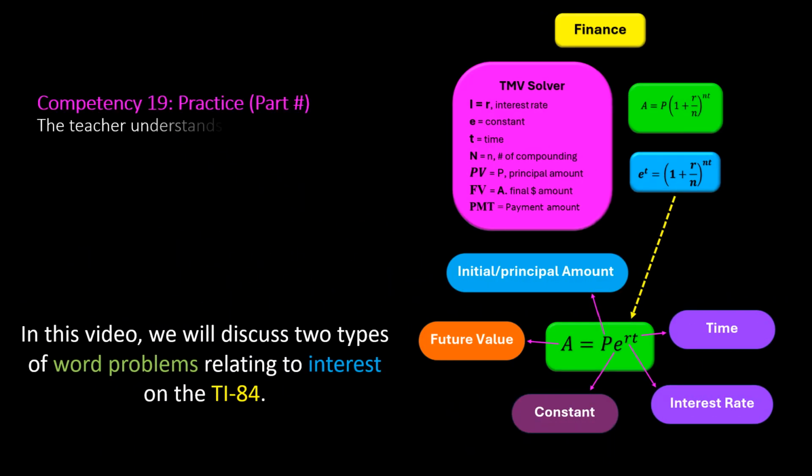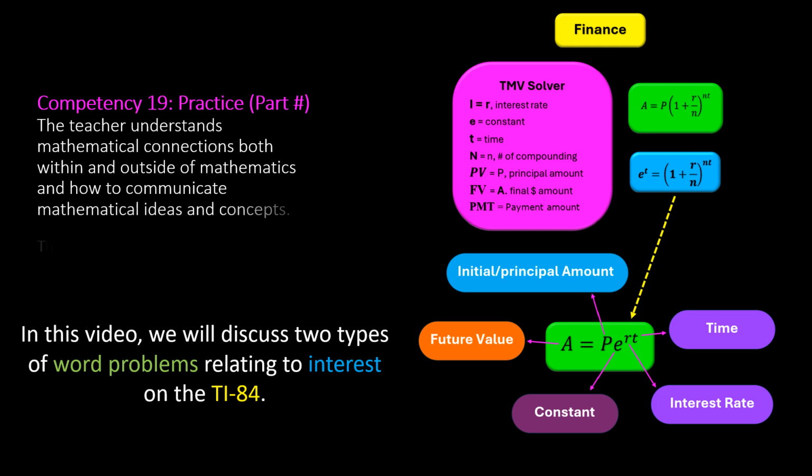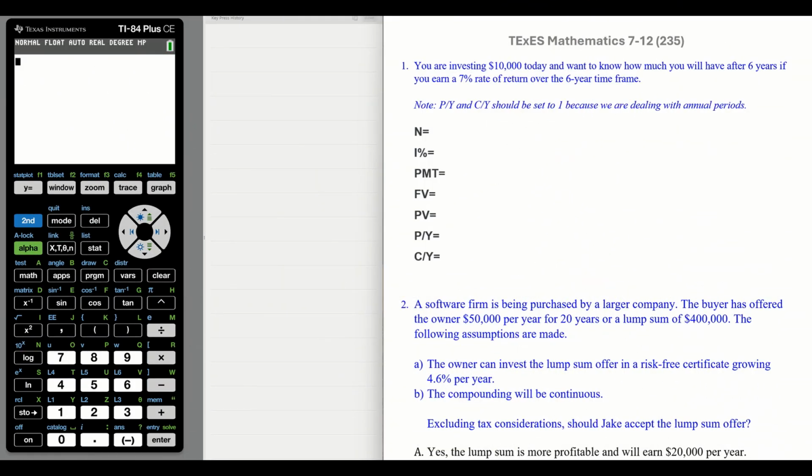In this video, we will discuss two types of word problems relating to interest on the TI-84. Number one, you are investing $10,000 today and want to know how much you will have after 6 years if you earn a 7% rate of return over the 6-year time frame.